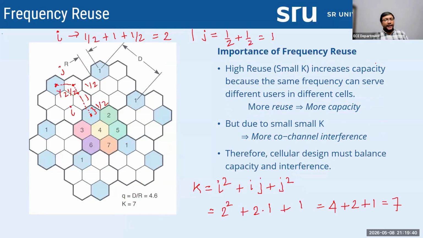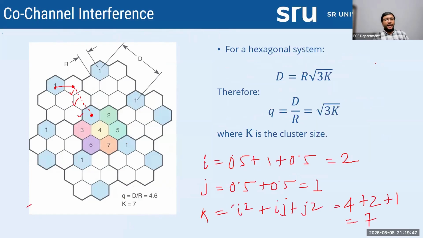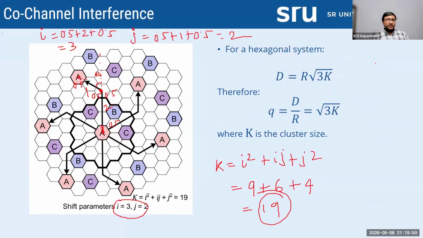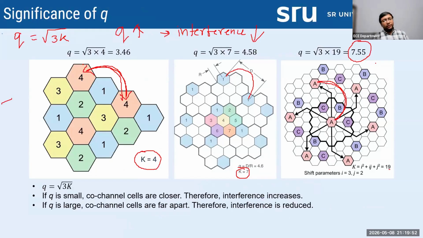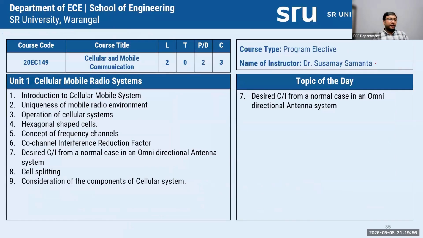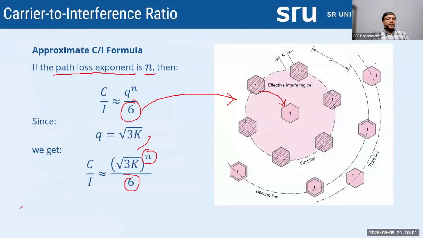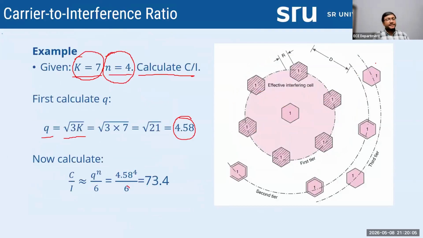So we now got the idea of the shift parameters. We have the idea about the cluster size. We have the idea about the co-channel interference reduction factor. We have the idea about the significance of Q. We have the idea of the significance of K. And also we have the idea of carrier to interference ratio. And if the cluster size is given and path loss exponent is given, then how to calculate C by I, that relationship also you know.